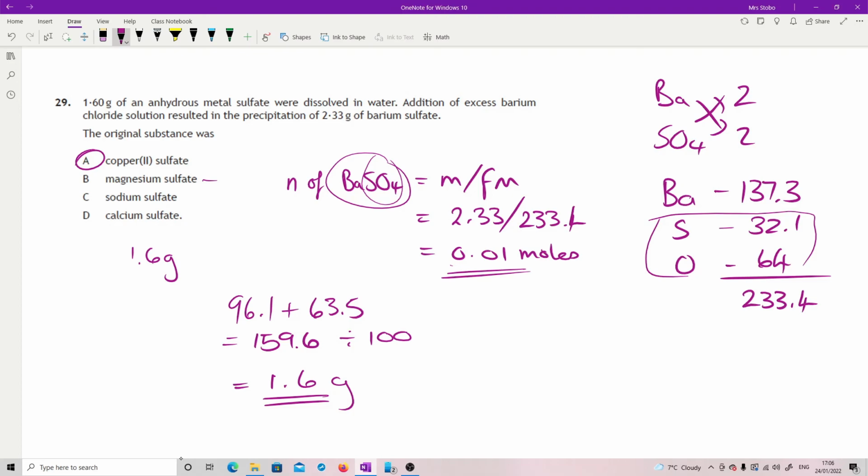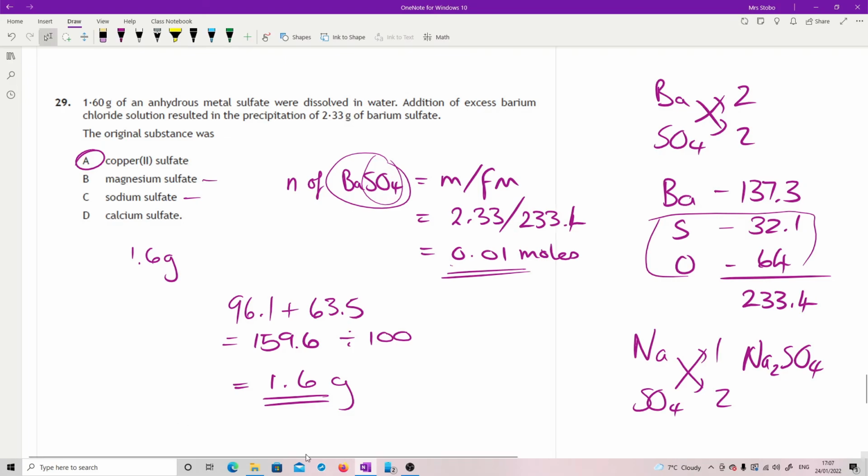Magnesium sulfate, you can do exactly the same thing too. Sodium sulfate, be a little bit more careful because in sodium sulfate you have 2 sodiums, so your mass is slightly different. But actually your sulfate's still the same, so that's not actually a problem. And the same with calcium. So overall, it's all good. You just do the same thing, just add in and calculate, and it's copper is your answer.